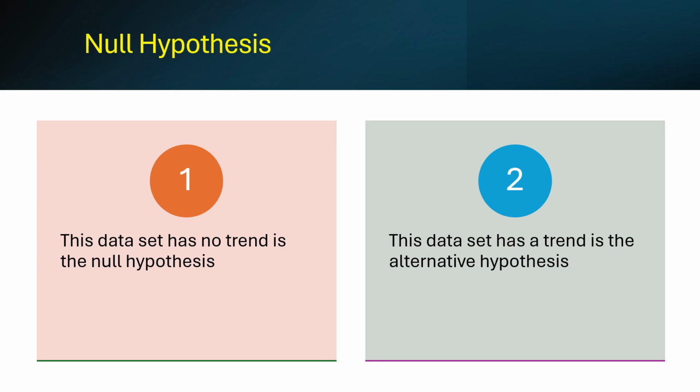Hence, as the null hypothesis is that the data set has no trend, if the null hypothesis is not correct, then the data set has a trend, which will automatically be the alternative hypothesis. Okay, so here the null hypothesis says that if the condition is met, then the data set has no trend.